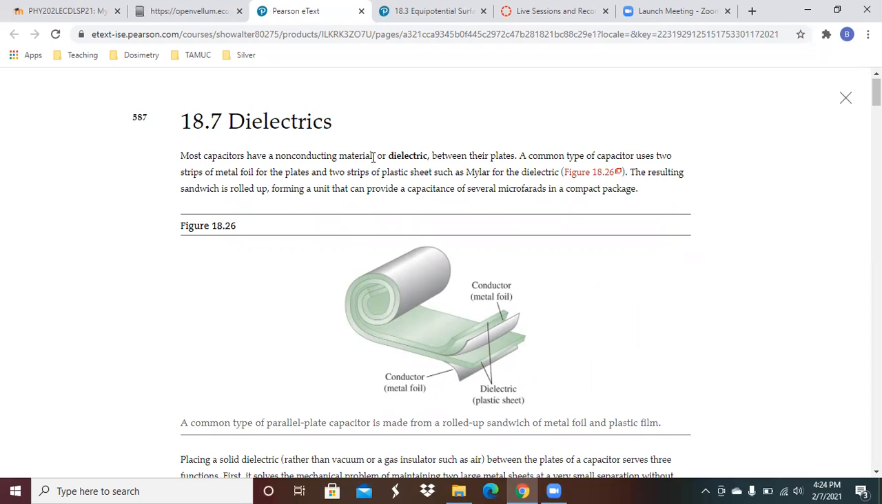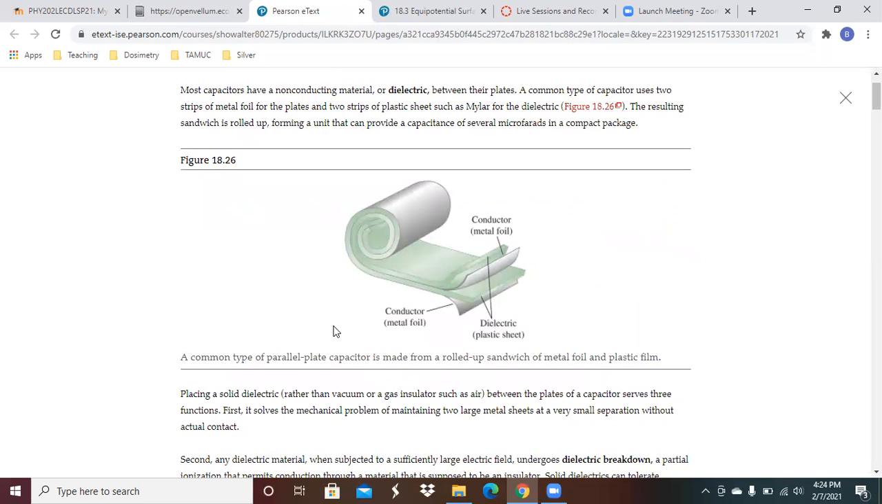Most capacitors are going to have a non-conducting material or a dielectric between the two plates. A common type of capacitor will use two strips of metal foil for the plates and two strips of plastic sheet, something like mylar. And it's going to be like this. You can see you've got a plastic sheet here, and then you've got the conductor. So you've got that situation here, and then you just kind of sandwich it together.